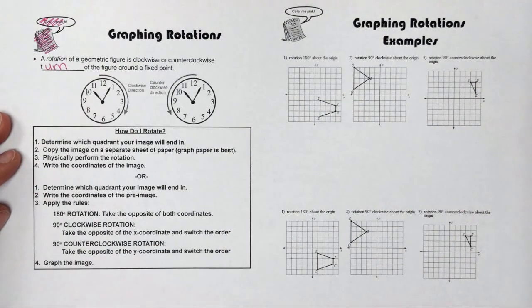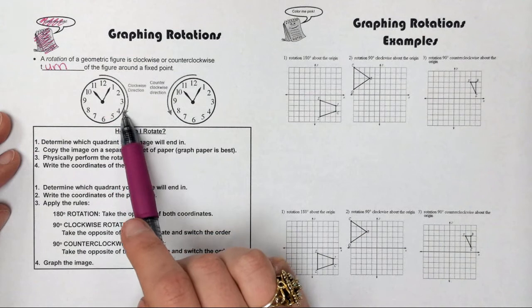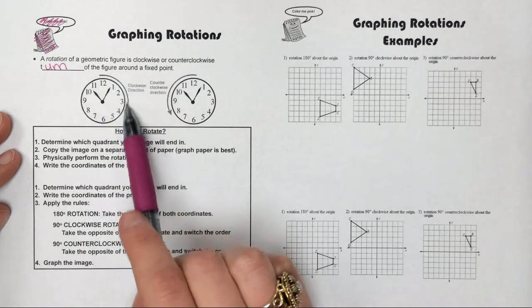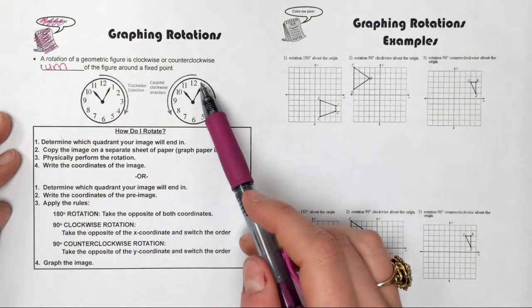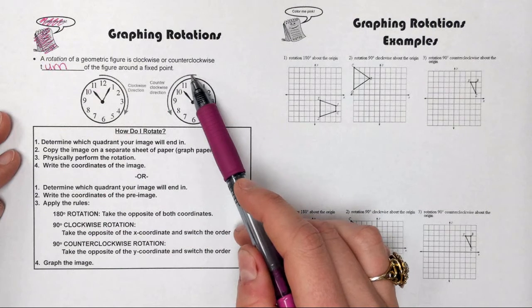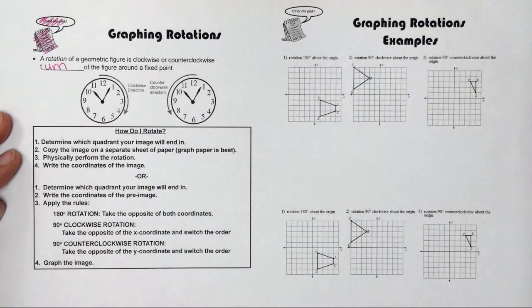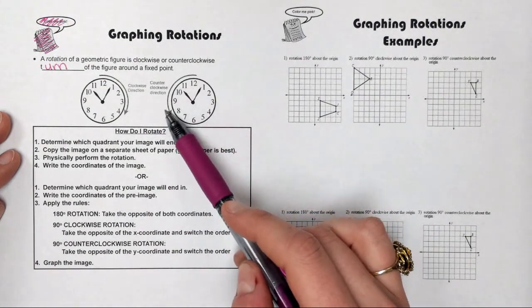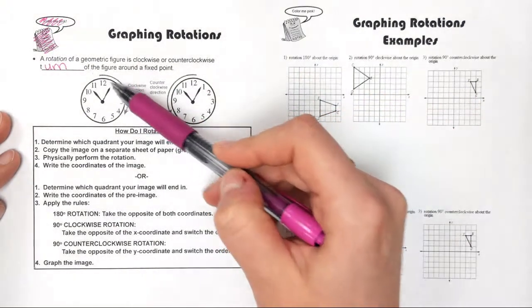So to determine if something is clockwise or counterclockwise, you think of a clock. If the turn is in the direction that the hands on the clock turn, then that would be the clockwise direction. A counterclockwise turn is if your shape is going in the direction opposite the way the hands on a clock move.